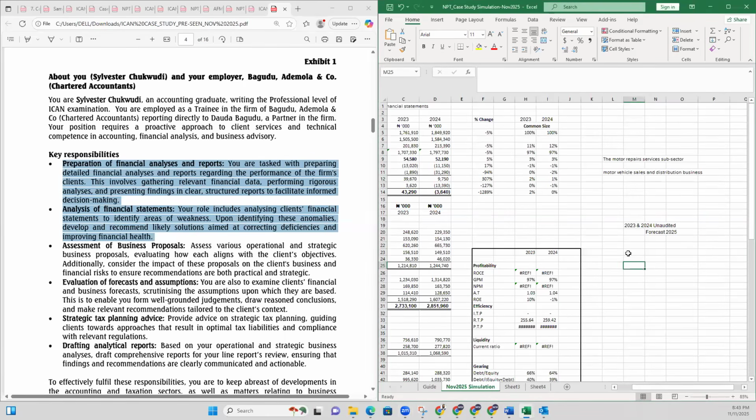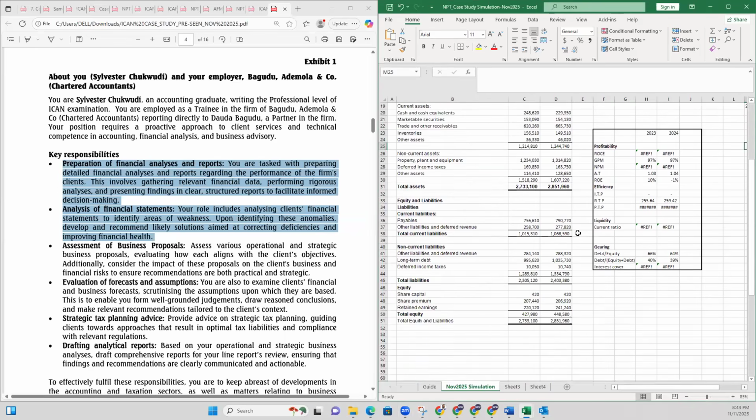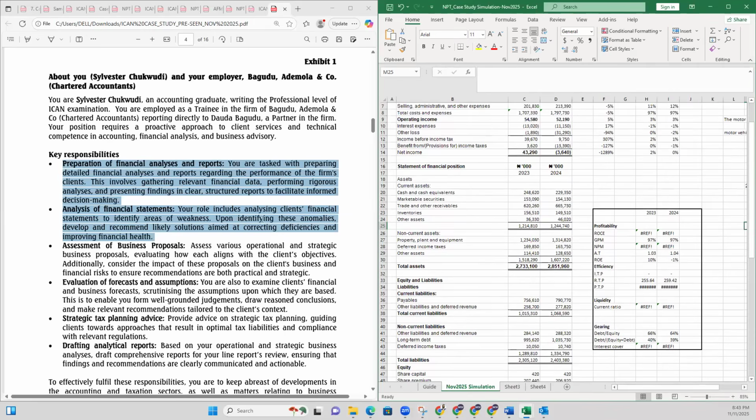So on that note, if I think about this sector, the ratio might look like an easy one as well because it says you are tasked with preparing a detailed financial analysis on the performance of your clients, which involves gathering relevant data, rigorous analysis, and presenting your findings in a clear and structured manner to aid decision making. Your role includes analyzing the company's financials to identify areas of weaknesses and anomalies and develop and recommend solutions aimed at correcting deficiencies and improving financial health. And see, what you need to do might not even exceed these 4 areas.